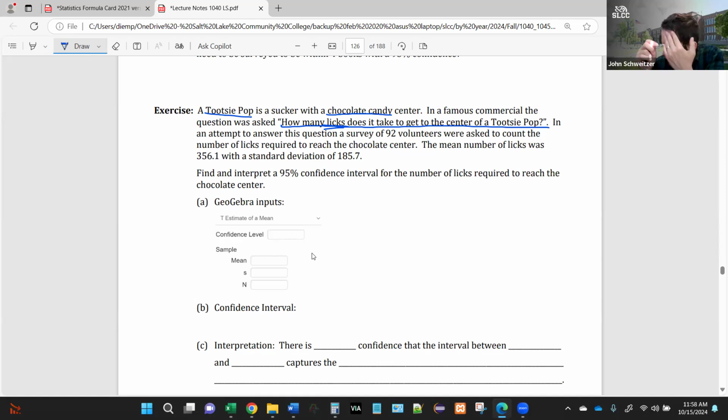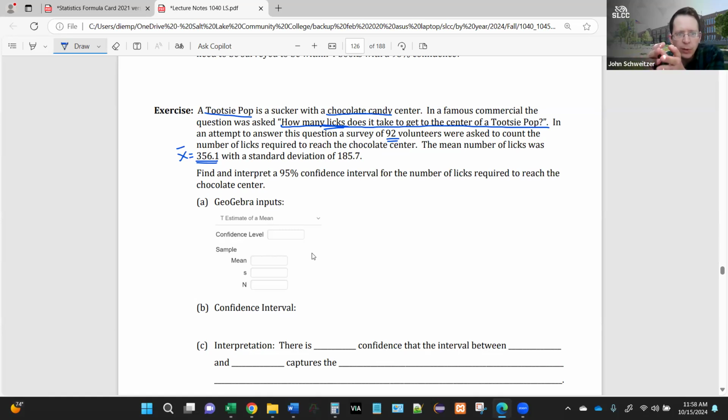And I think there might have even been another example where somebody built a machine to simulate this sort of thing. But anyway, this is real data, and there were 92 volunteers. Each volunteer gets one of these chocolate Tootsie Pops, and they counted the number of licks required to get to the center. It's kind of a quirky data set, but it's a real data set. Everybody did this, and they just counted and wrote it down.